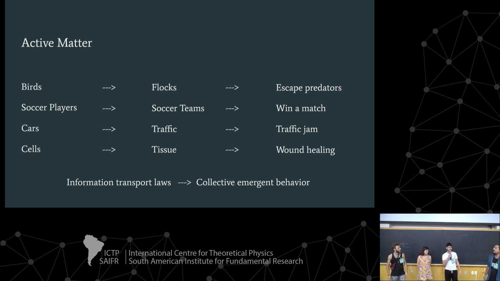The basic idea is that those collective emergent behaviors are controlled by the laws of transport of information in the systems. In other words, how the particles interact with each other will determine those collective behaviors. So if the soccer players don't pass the ball very well, they will eventually lose the match. And if the cells cannot sense that a wound has occurred and propagate that information across the tissue, they will probably not be able to repair the wound.